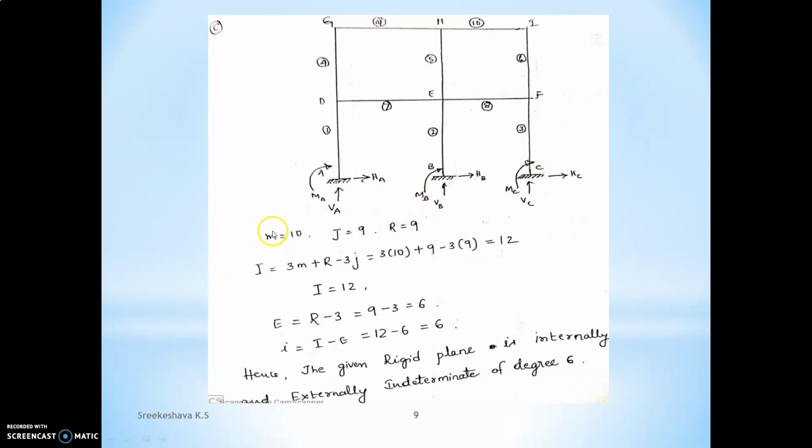Use these parameters m, j and r in the final equation. 3m plus r minus 3j, we are getting 12. So total degree of indeterminacy is 12. Now compute external indeterminacy using the equation r minus 3. You are getting 9 minus 3 equals 6. Now compute internal indeterminacy using total indeterminacy minus external indeterminacy. We are getting 6. Hence the given rigid plane frame is internally and externally indeterminate to degree 6. Clear? The given multi-story two-dimensional frame is internally as well as externally indeterminate.